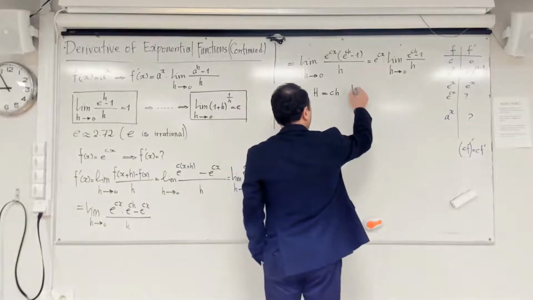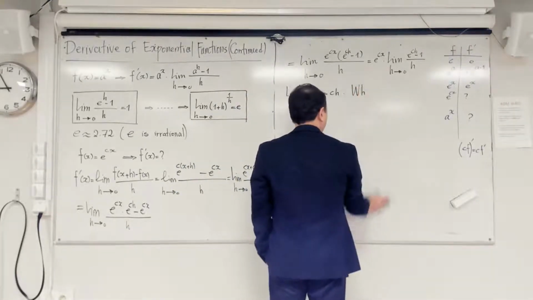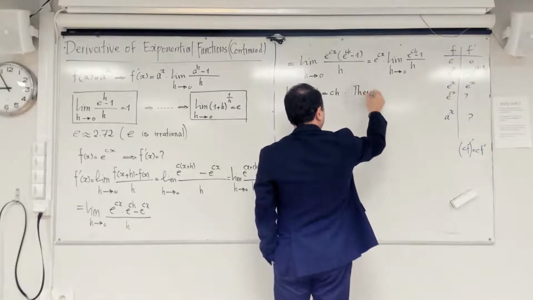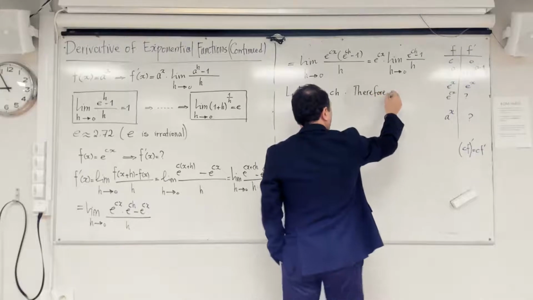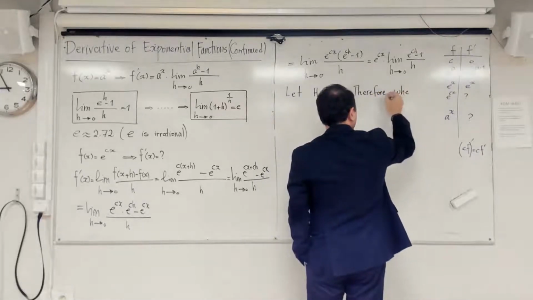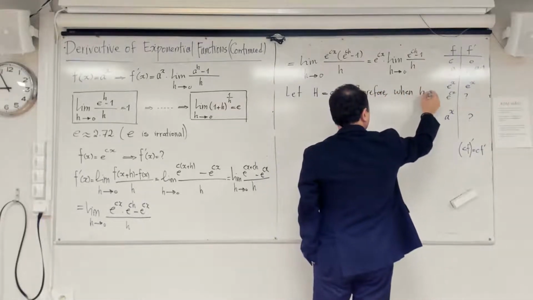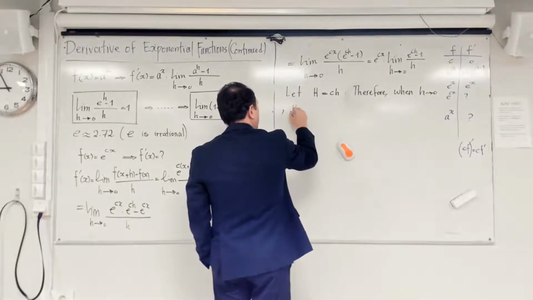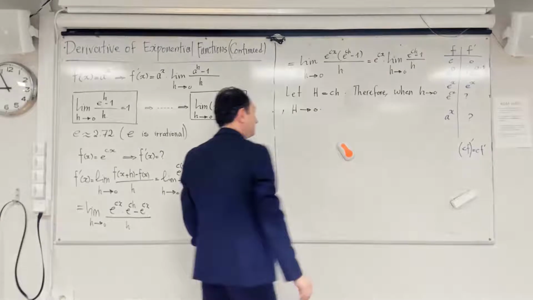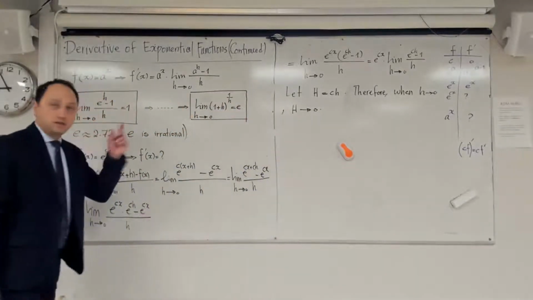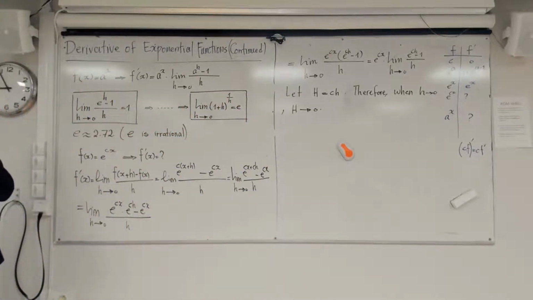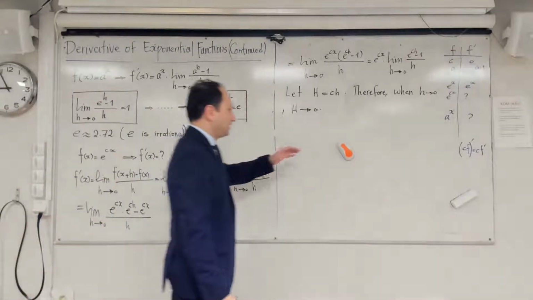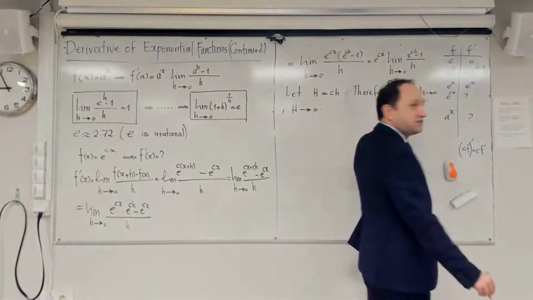It means that, therefore, when h goes to 0, capital H also goes to 0. Yes, is this sentence understandable? Yeah, these are intuitive ideas. If you want to understand them very fully, you need to go to mathematics university. Okay, but this is understandable.